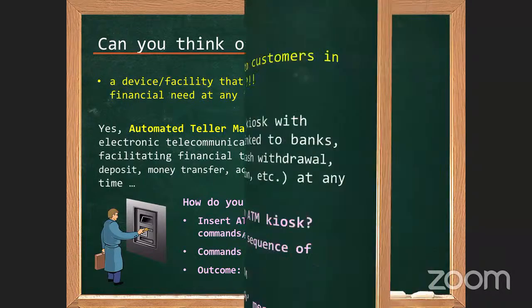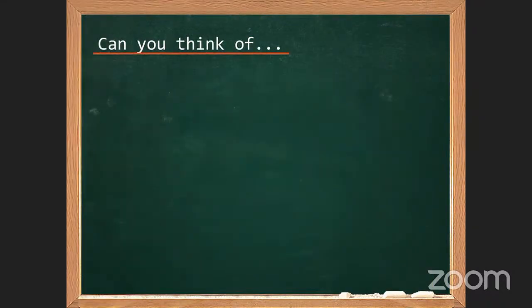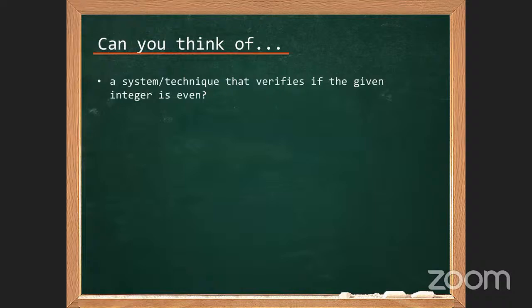Fine. A few more illustrations. Can you think of a system or a method that verifies if a given integer is even? Suppose I give you a number, say 20, and I'm asking you to find out whether it's even or odd. What do you do?